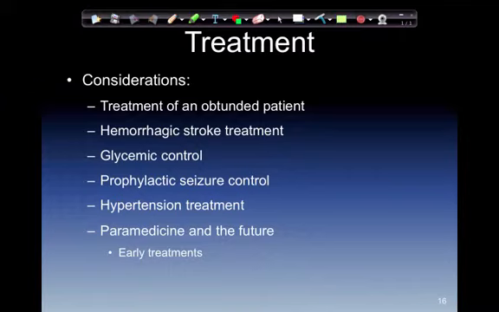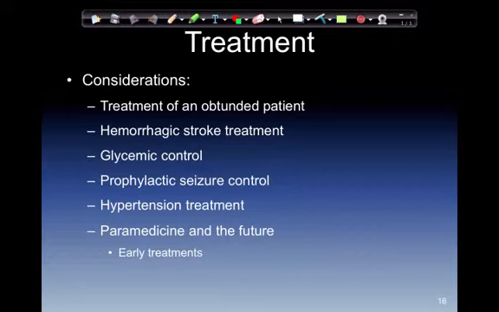Prophylactic seizure control is not indicated. If the patient does have a seizure, though, benzodiazepines would be the drug of choice. That would be things like Versed, Valium, or Ativan. Hypertension treatment, a systolic blood pressure greater than 170 or a diastolic blood pressure greater than 100, we generally try to reduce this. Beta blockers are the drug of choice. They do have IV versions of this as well, like labetalol.